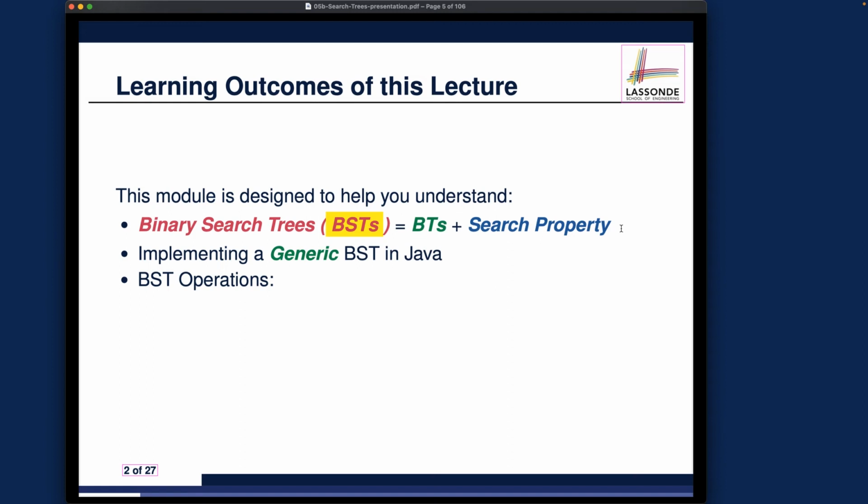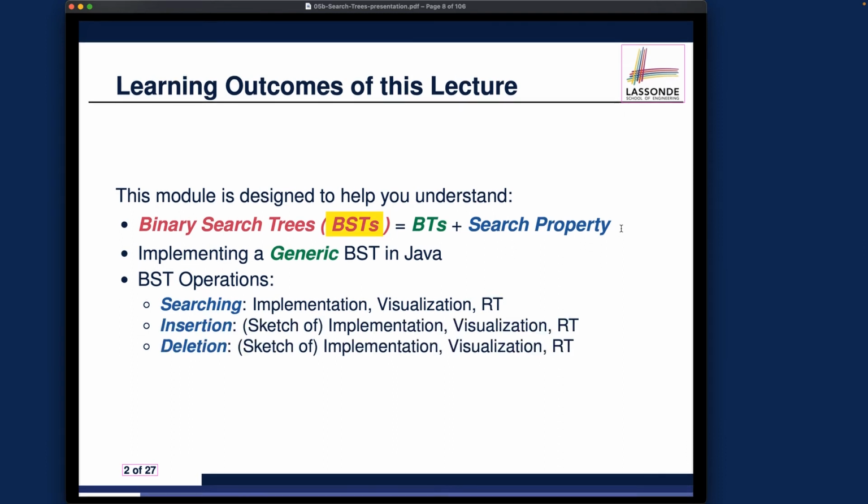And we're going to talk about the various operations you can perform on the binary search tree. Namely, you want to be able to add something into it, remove something from it, or you may just want to search something from the tree. So these are the three basic operations, quite conceivable. We're going to talk about searching, insertion, and also deletion.